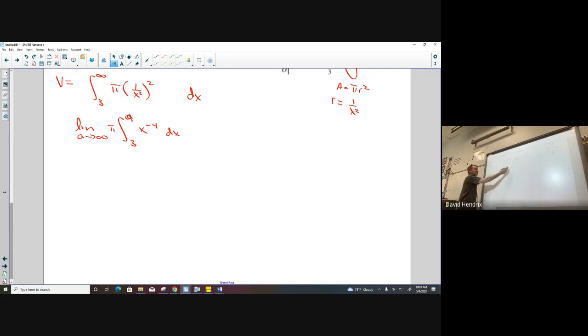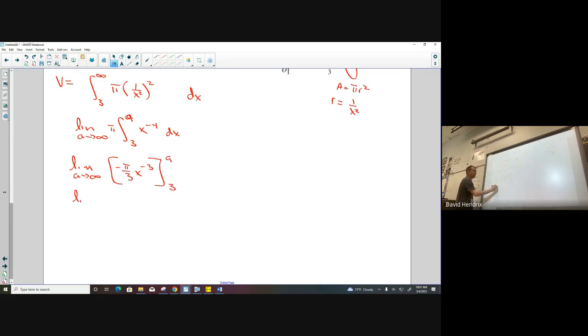All right, now I'm going to do my antiderivative. So I still have the limit. Let's not lose those limits, because if you forget to put a limit in there, then you get what they call a linkage error, and they're not going to count your work, because you're no longer maintaining the equality from step to step. And so you end up with x to the negative 3 times negative 1/3. So we're going to say negative pi over 3, all evaluated from 3 to a.